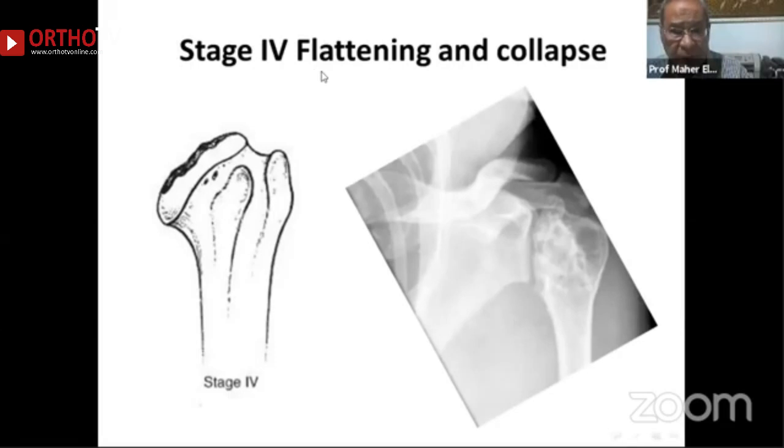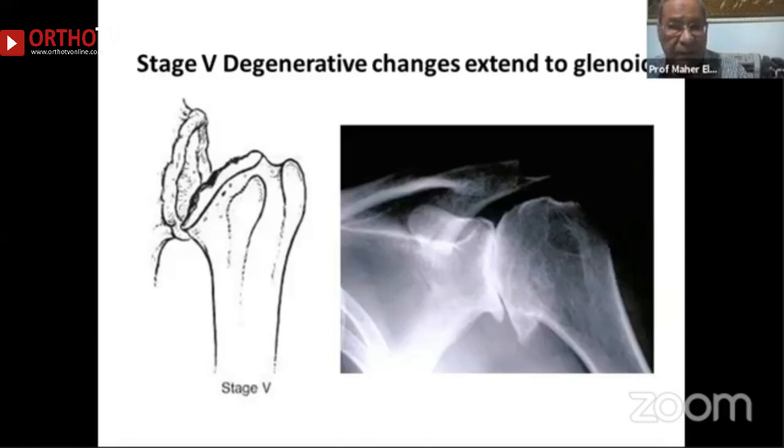Stage 4, flattening and collapse, like here, with possibly fragmentation and even loose body formation. Finally, stage 5 is degenerative changes extending to the glenoid. And this is the final pathway, or the end station, of avascular necrosis. There is bipolar osteoarthritis in the head as well as in the glenoid, and almost no joint space.